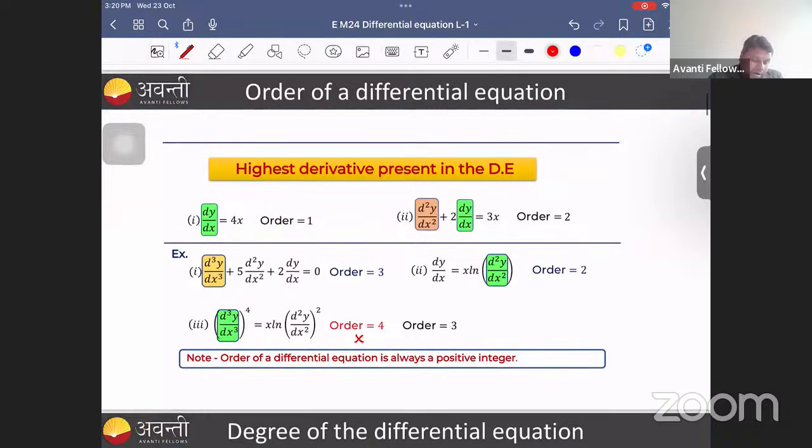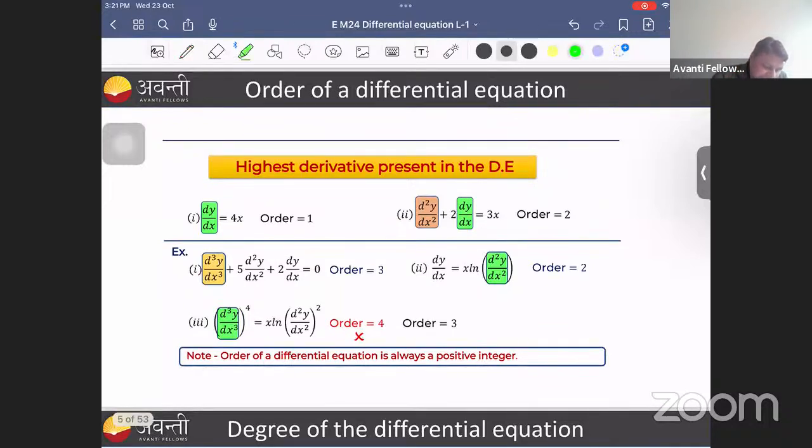All right. Now, the order of a differential equation. What is the order of a differential equation? And then next, we will also understand the degree of a differential equation. The order of a differential equation is the highest order derivative you are getting in the differential equation. Got it? So dy by dx equals 4x is a first order differential equation.